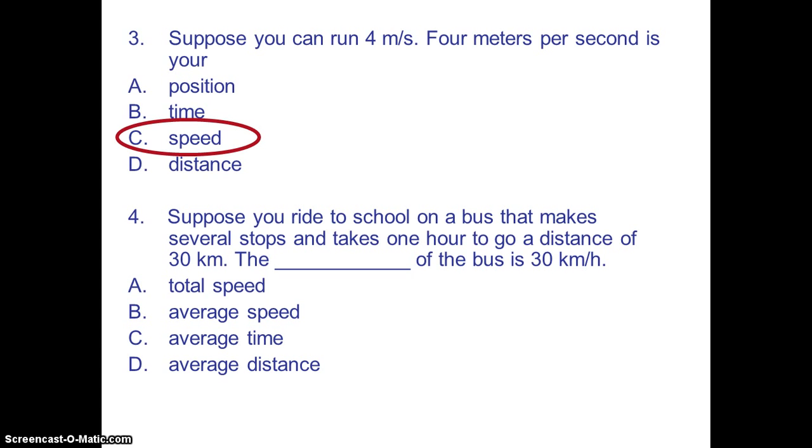Number 4, suppose you ride a school bus that makes several stops and takes 1 hour to go a distance of 30 kilometers. The blank of the bus is 30 kilometers per hour. A, total speed, B, average speed, C, average time, or D, average distance. If you chose the letter B, you're correct. That is the average speed.